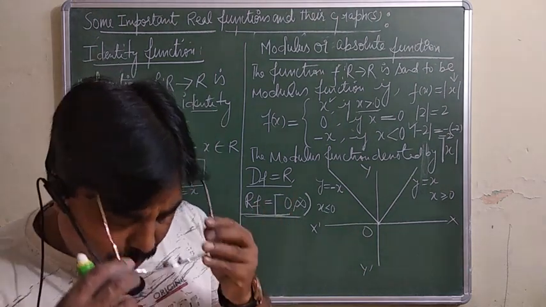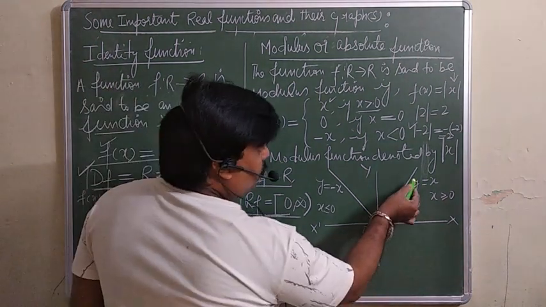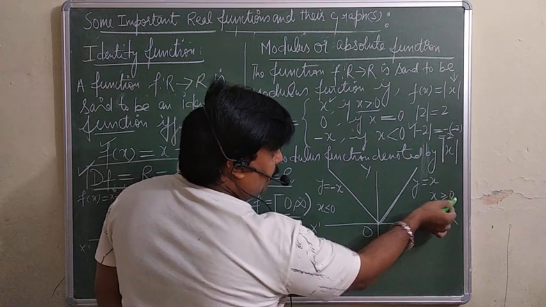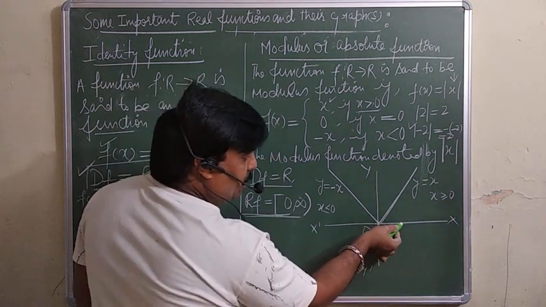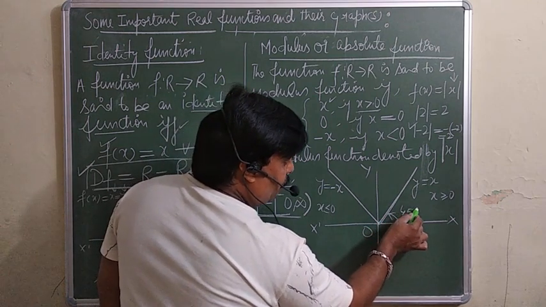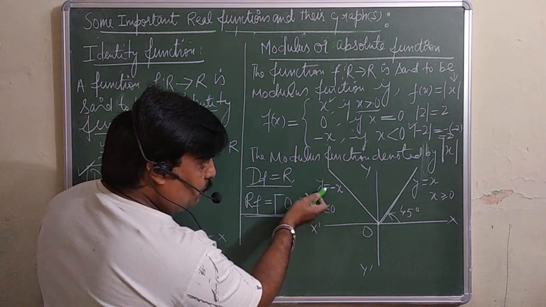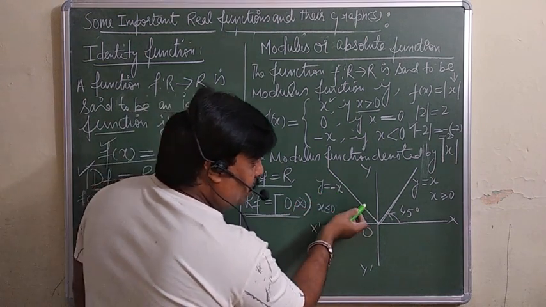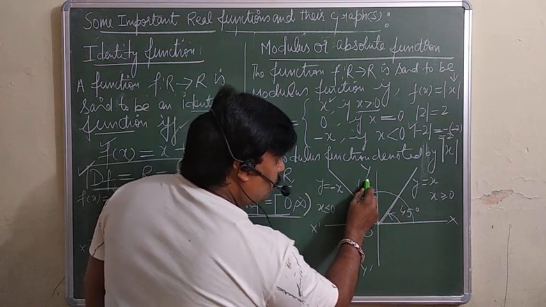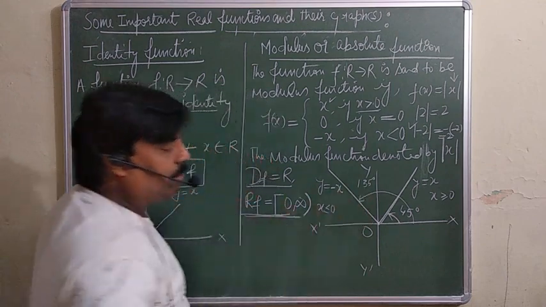See now, in this one the important point is here. In the case of the line where x is greater than or equal to 0, it makes a 45 degree angle from here. But if x is less than or equal to 0, that is y is equal to minus x, then this line makes a 135 degree angle from the x-axis. This is making 45, then it will make 135.